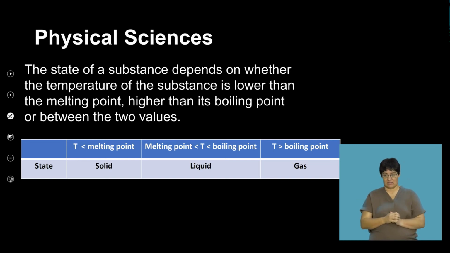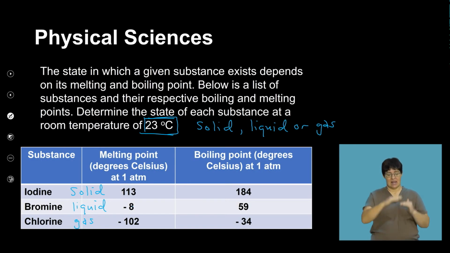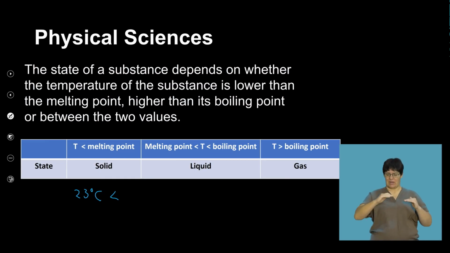Now, this is 23 degrees Celsius, which, if we go back to the iodine, is less than 113. So if it's less than 113 degrees Celsius, it means this substance will be a solid.